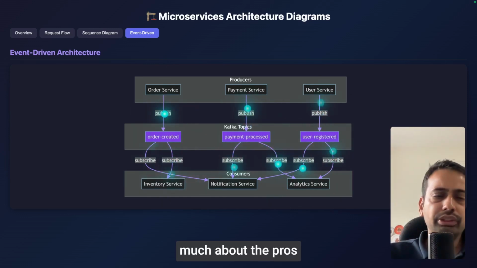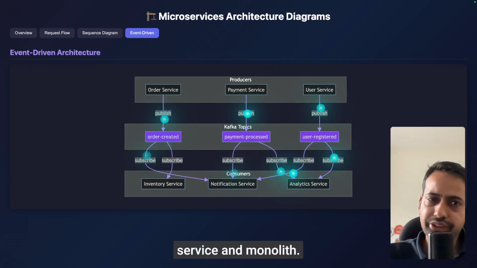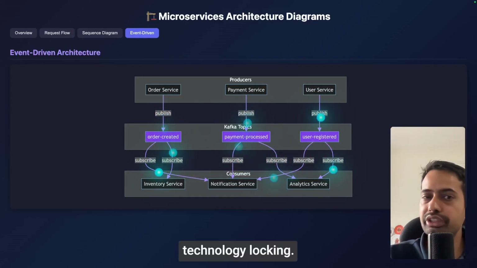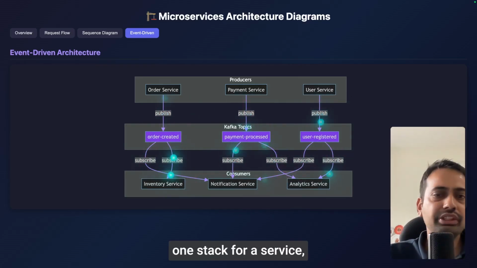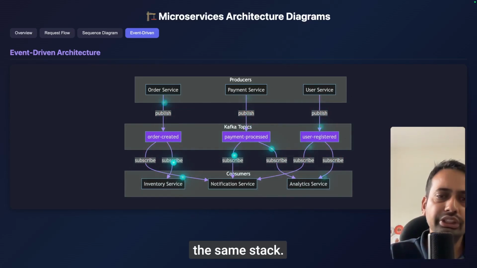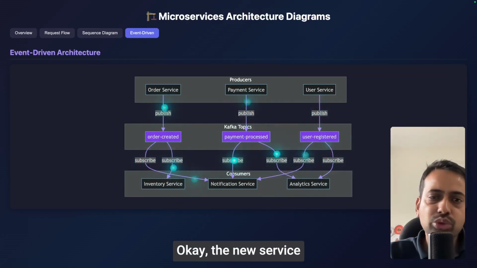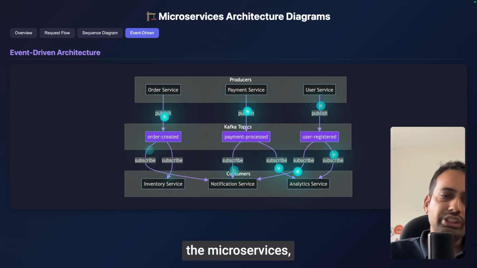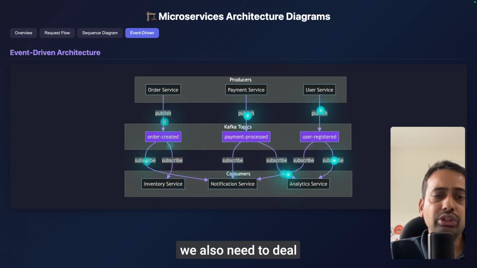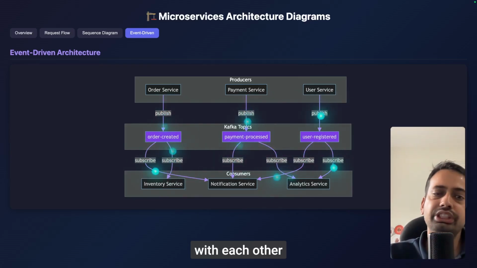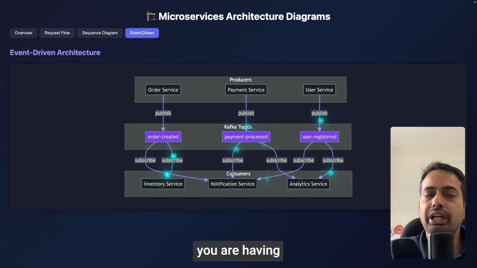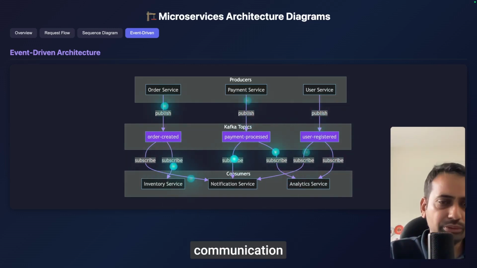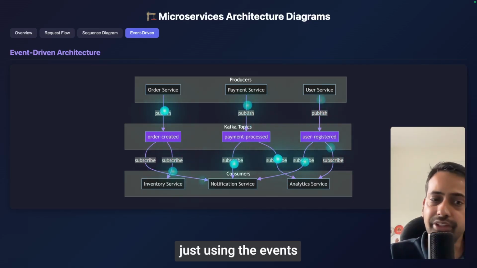In this video, I will not talk much about the pros and cons of microservices and monolith. You are already aware: with a monolith, slow development, risky deployment, scaling issues, technology lock-in. If you choose one stack for a service, the monolith will use the same stack. You cannot decide that the new service will go on a different stack, right? When we use microservices, there are pros and cons too. We also need to deal with how services will communicate with each other for data, because if microservices own their own data, then for synchronous needs you can use REST for inter-service communication. Otherwise, you will just use events.